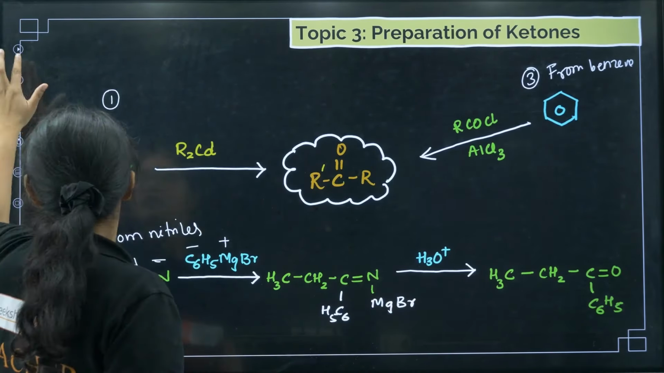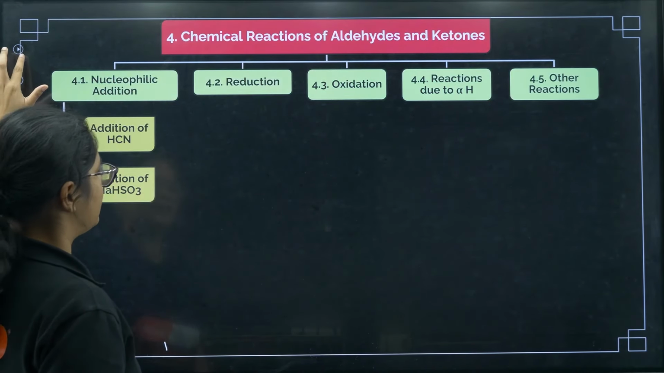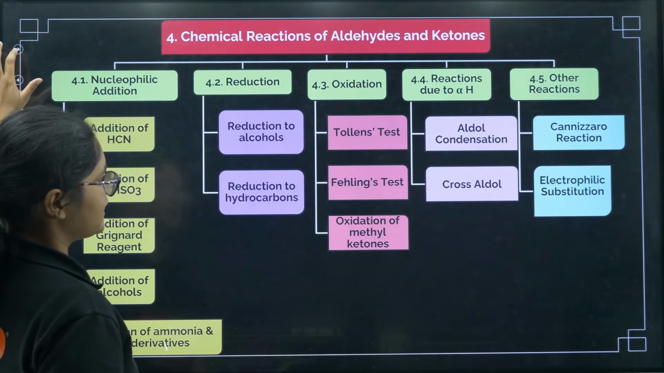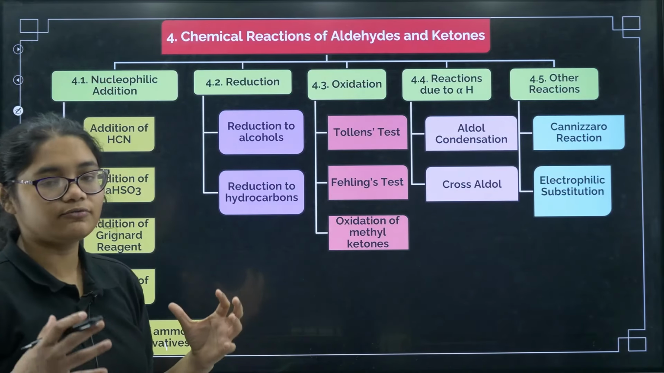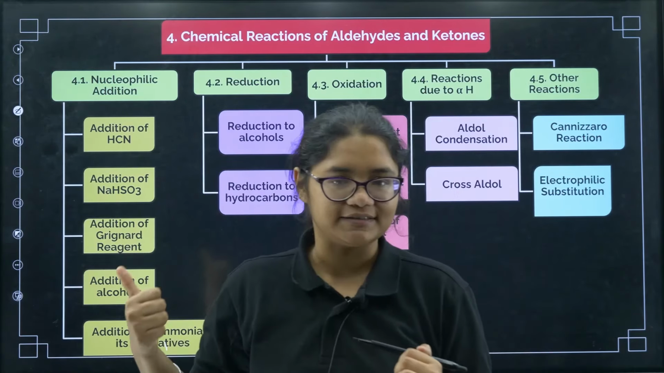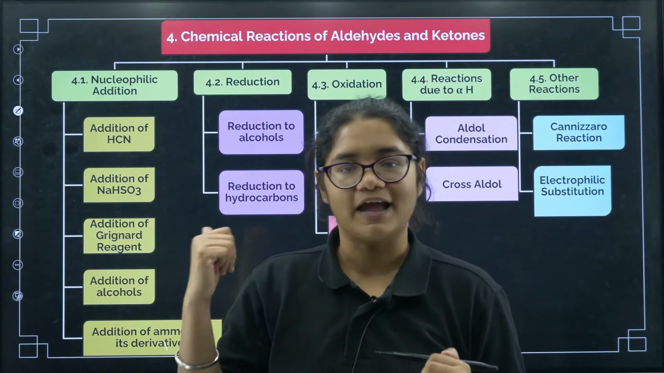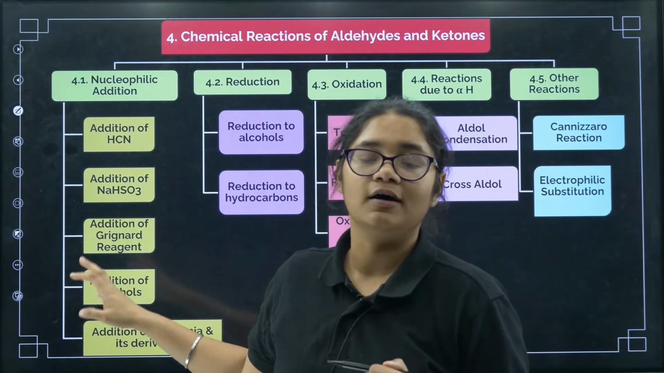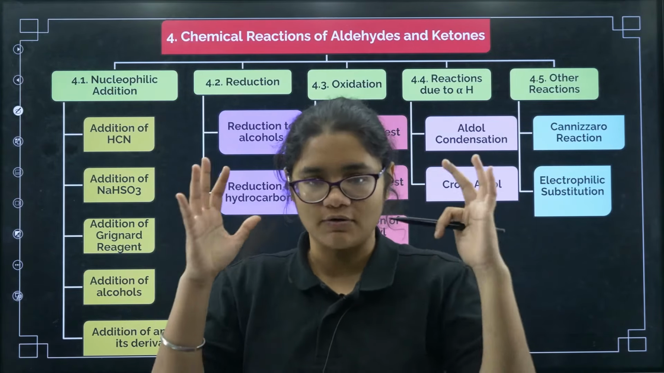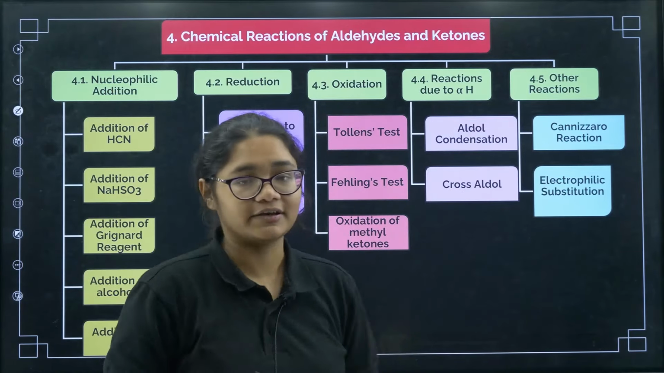Okay. Next we have the chemical reactions of aldehydes and ketones. Quickly I will show you all the chemical reactions that we have. The first one is the nucleophilic addition reaction. Under that we have 5 addition reactions: addition of HCN, addition of NaHSO3, addition of Grignard reagent, addition of alcohol, and the last one is addition of ammonia and its derivatives. Okay, these are the nucleophilic addition reactions of aldehydes and ketones. The second type of reaction is the reduction reaction.